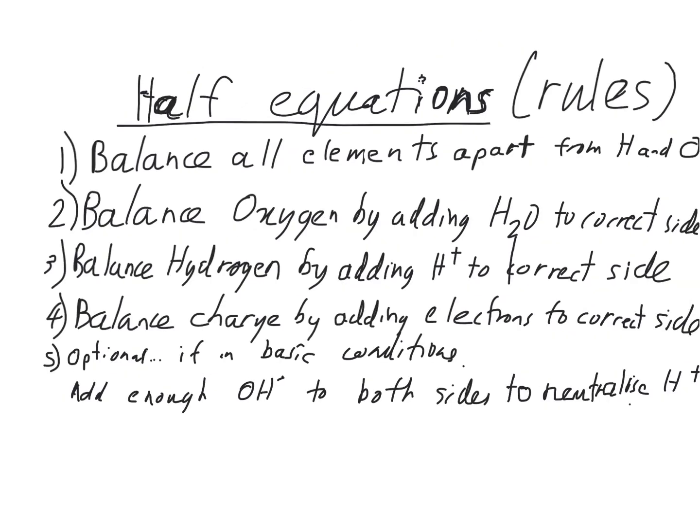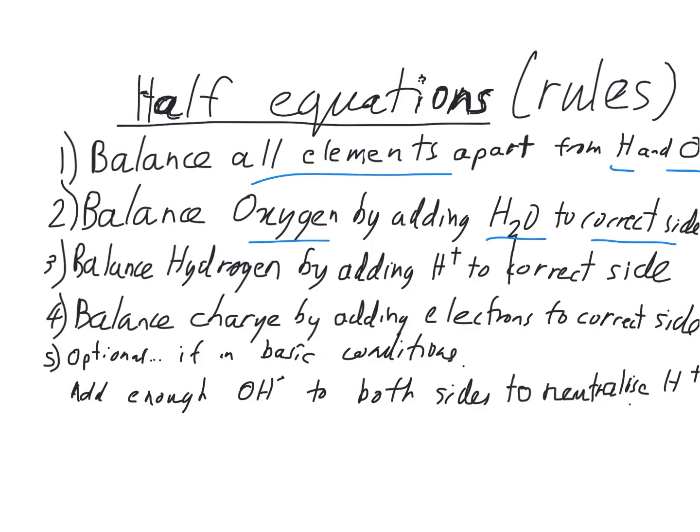When balancing a half equation, there are 4 rules, or 5 really, you need to follow. You start by balancing all the elements apart from hydrogen and oxygen. So if there are other elements present, you balance them first, make sure the amounts on each side are equal. You then proceed to balance the oxygens on both sides, but the way you do this is very unique. You do this by adding H2O to the appropriate side. So you don't actually balance it in the normal way by adding coefficients. Instead, you add H2O to whichever side needs more oxygens.